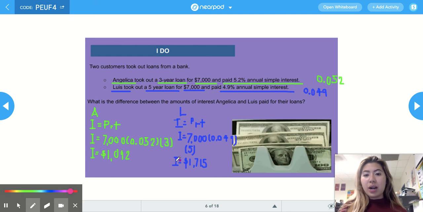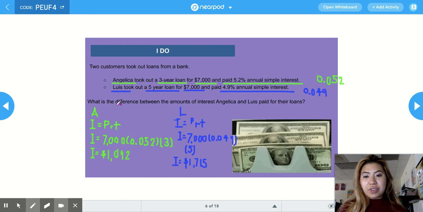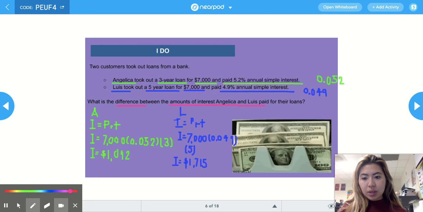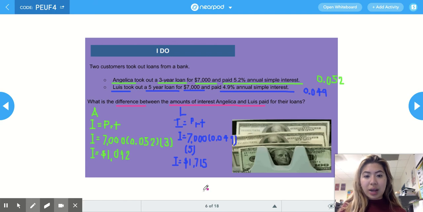Okay, from here, the question is, what is the difference between the amounts of interest Angelica and Louise paid? So I know that difference means we're going to have to subtract. So Louise's is bigger. So we have 1,715 minus 1,092.